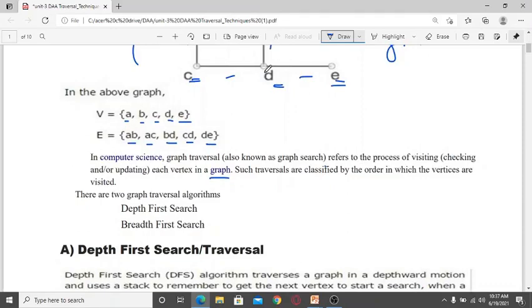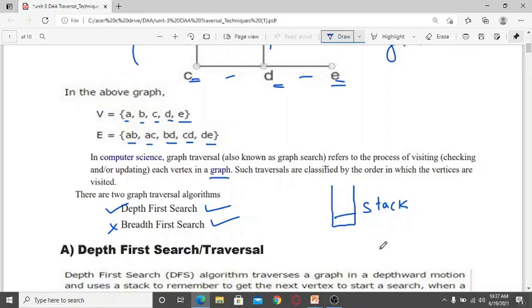So how the process is going on, how it is checking and updating the vertices in a graph. Such kinds of techniques in the graph are two: depth first search and breadth first search. But as per the syllabus, you don't have this, so we will go with depth first search. Depth first search will use the stack. What is the stack?